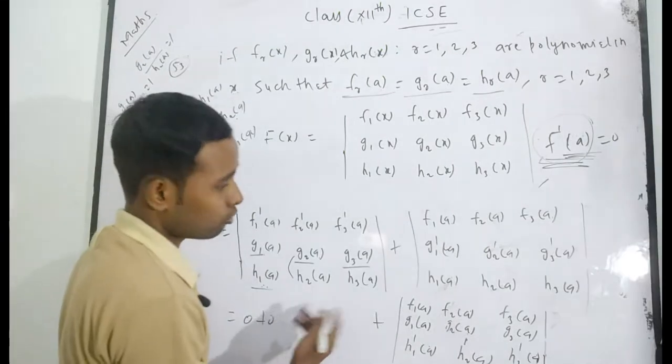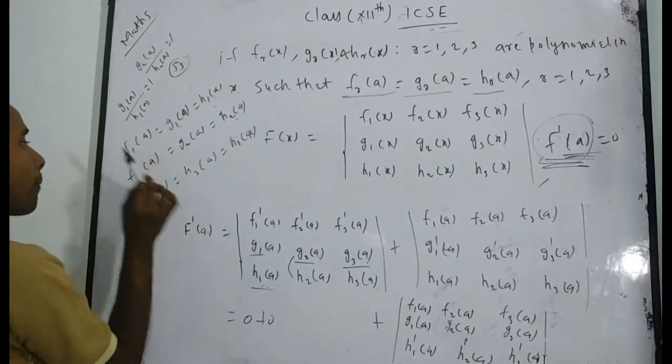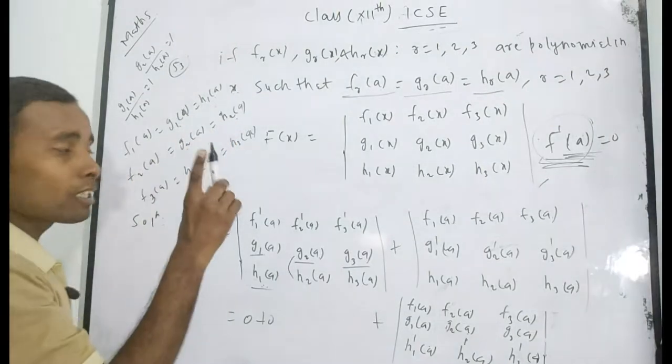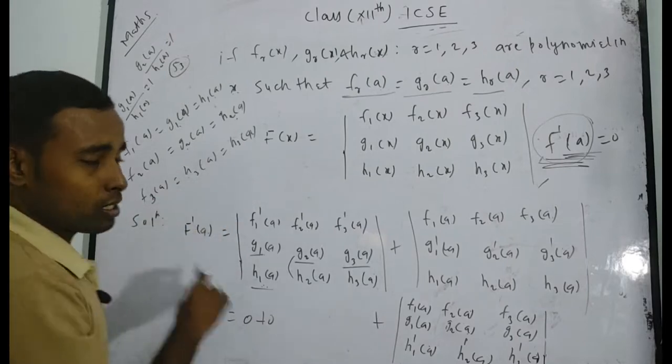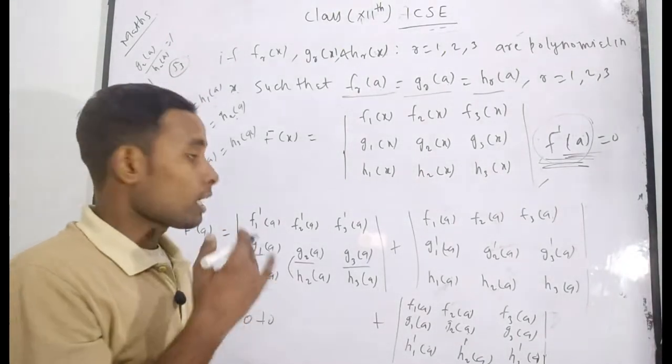What is the value of the other one? Again 0. Why? Because similarly, you can take f1a upon h1a, f2a upon h2a, f3a upon h3a. In that case it will be 1, and definitely it will give you simply 0.